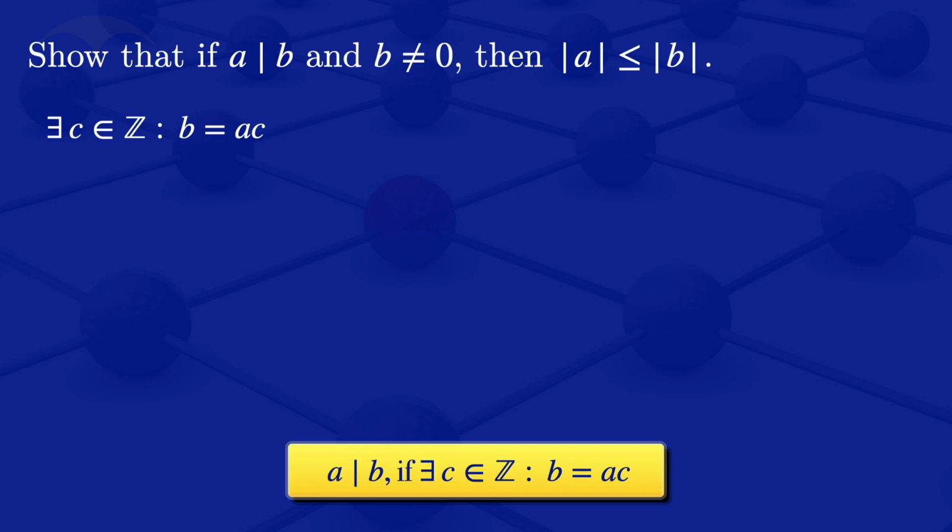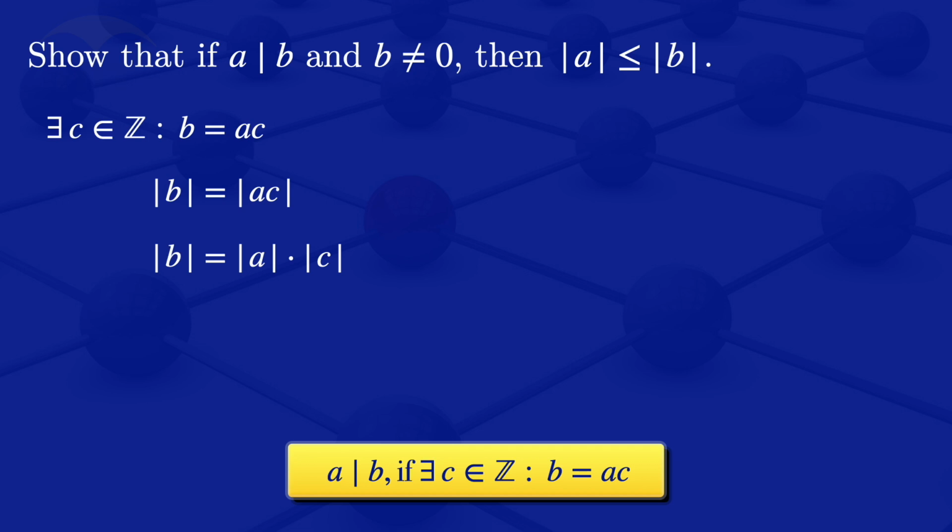I can go on and take absolute values on both sides of this equation so that we have the absolute value of B is equal to the absolute value of A times C. And this part we can separate by properties of the absolute value so that we have the absolute value of B is equal to the absolute value of A times the absolute value of C.